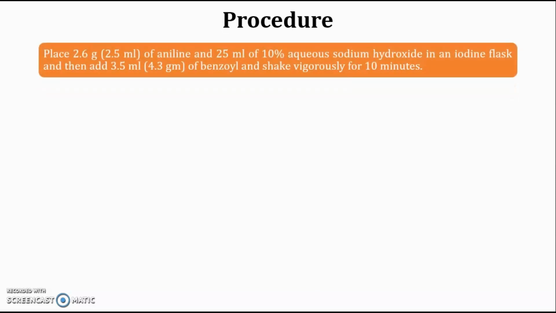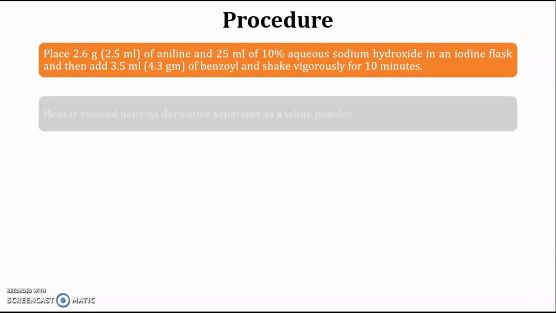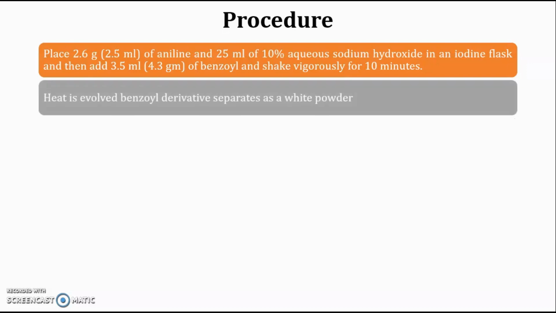First point, place 2.6 gram, that is 2.5 ml, of aniline and 25 ml of 10% aqueous sodium hydroxide in an iodine flask, and then add 3.5 ml of benzoyl chloride and shake vigorously for 10 minutes. I request you to write down the procedure, so you can understand how to perform this practical when we perform it virtually. During this reaction, heat is evolved and benzoyl derivatives separate as a white powder.